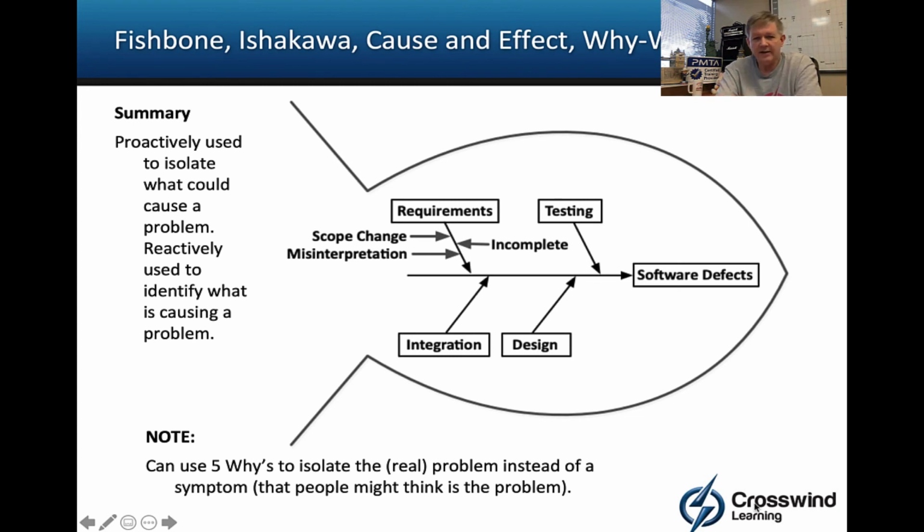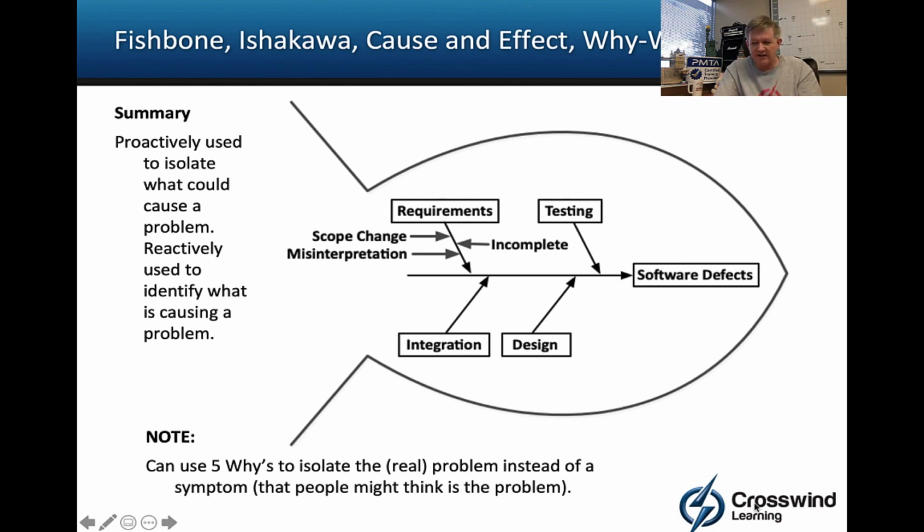So that's an example of peeling back a layer. Is that the problem? No, that's still a symptom. Peeling back a layer, is that the problem? No, that's a symptom. And usually at about 4 to 5, you've got to where the core problem really is. Now, a couple of things here we can do with this, and the fish shape is optional.